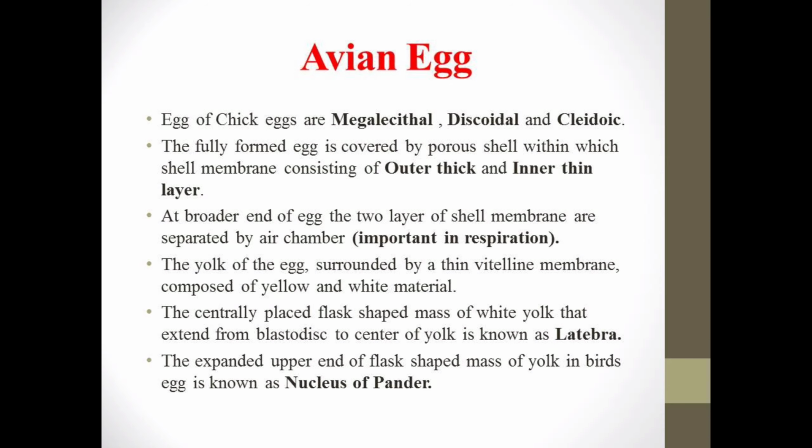Moving forward in the structure of the avian egg, the fully formed egg is covered with a porous shell consisting of an outer thick and an inner thin layer. As you already know, the shape of the egg is oval, with one broader and one blunt end. At the broader end, the two layers of the shell membrane are separated by an air chamber that helps in the respiration of the developing zygote.